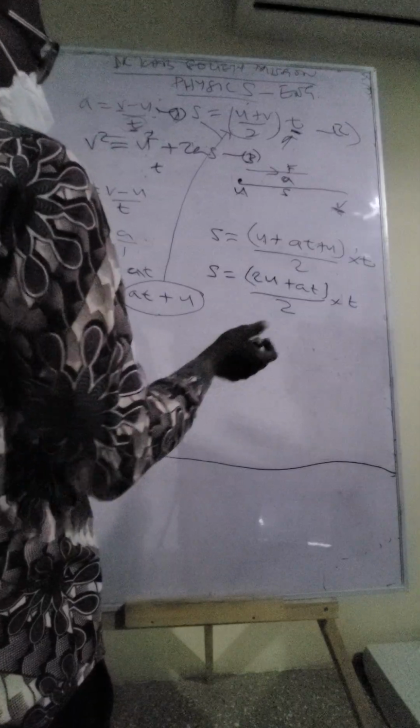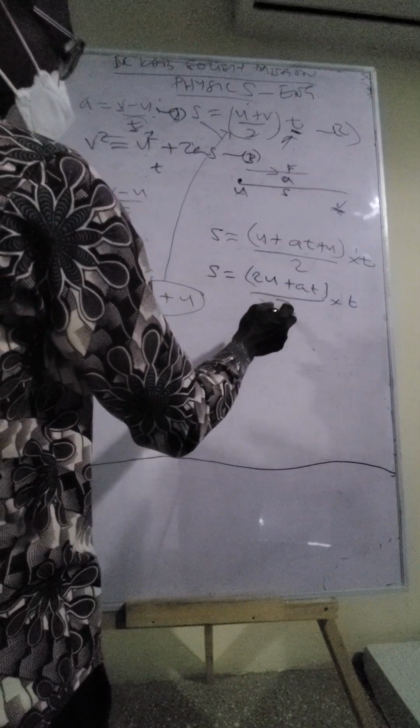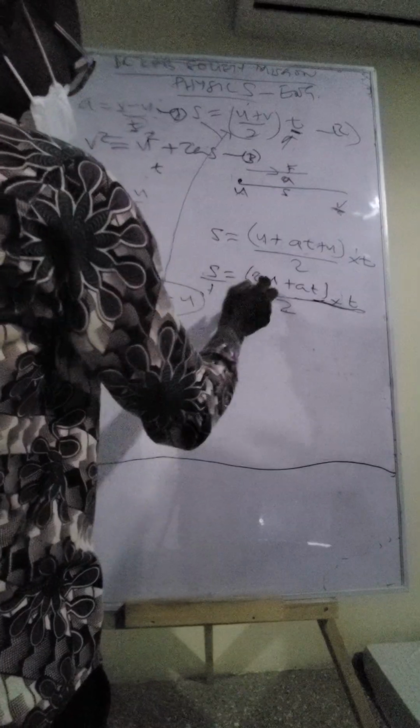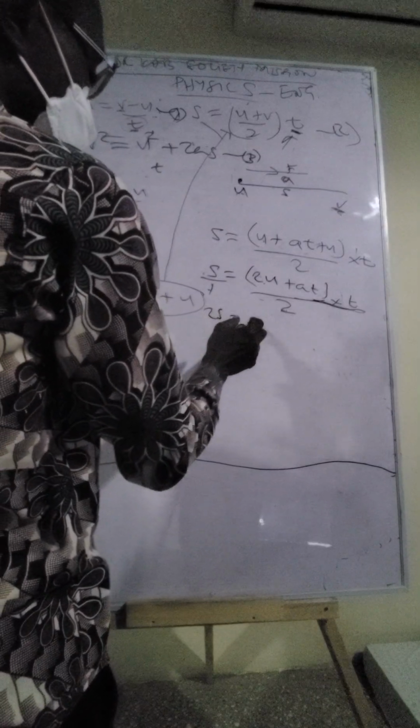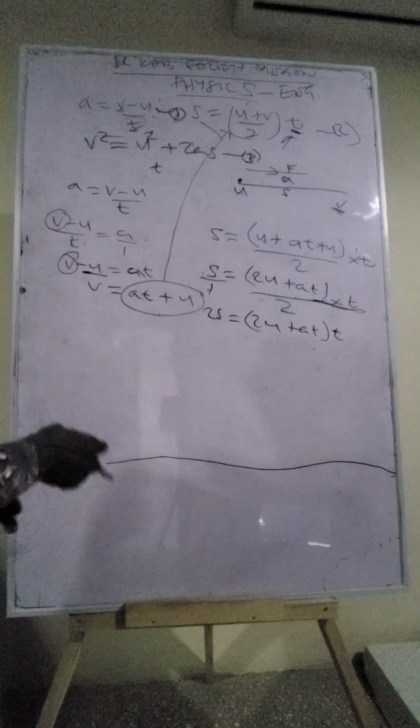Now because it's times, we want to simplify this. Let's remove the fraction that we have. Let 2 come and multiply this whole fraction. So that's going to be 2s is equal to 2u plus at, into bracket t. Now let's remove the bracket so that we are simplifying.